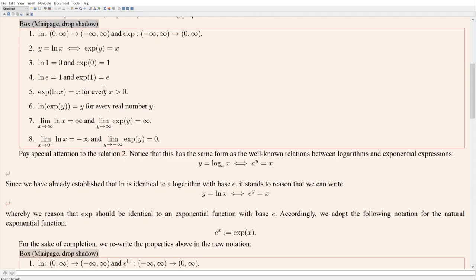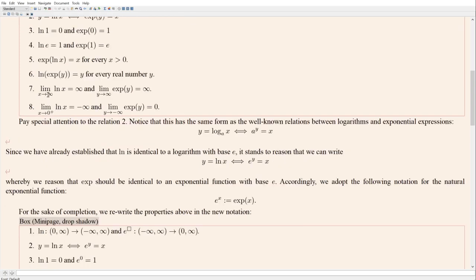Now, exp and ln are inverses of each other, so that means they need to cancel each other out. So indeed, exp of natural log of x is just x. These guys cancel. And if we do it the other way around, ln of exp, again, these just cancel. And we are left over with the input.